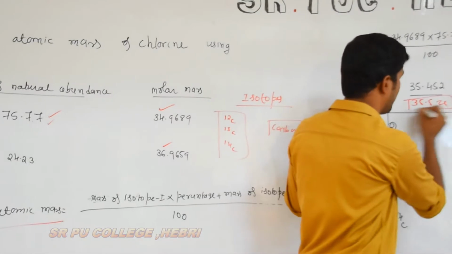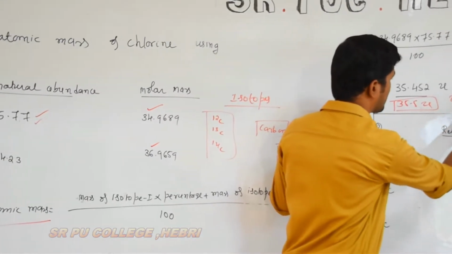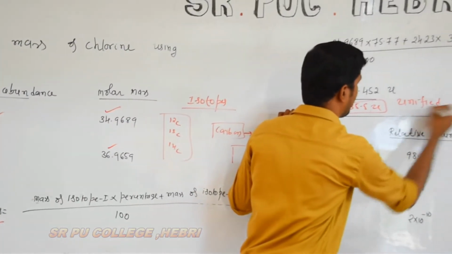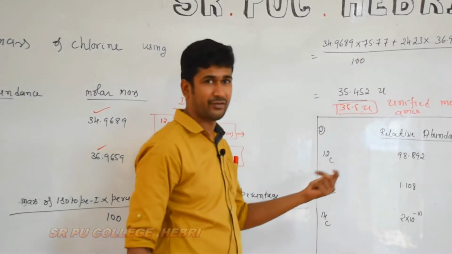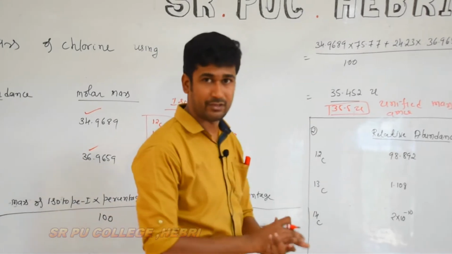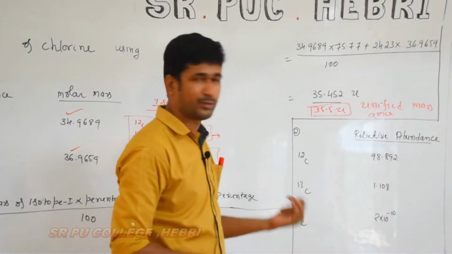or we will take it as 35.5 unified mass. The unit of atomic mass is unified mass or atomic mass unit, which we write as amu. Simply take it as 35.5 unified mass. Remember, the atomic mass of chlorine is 35.5 unified mass.